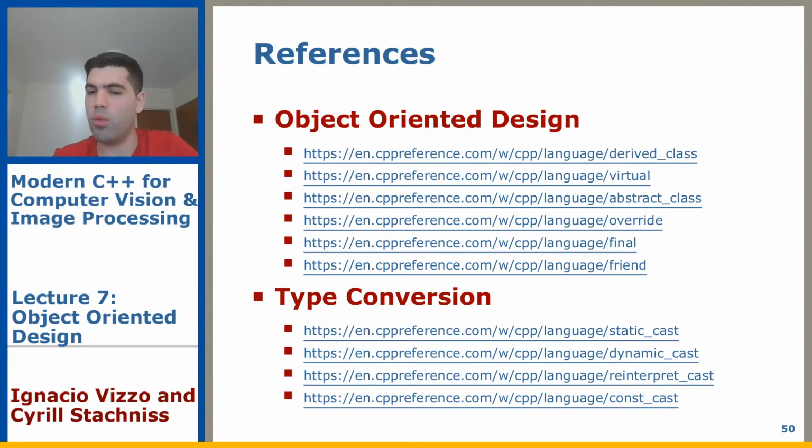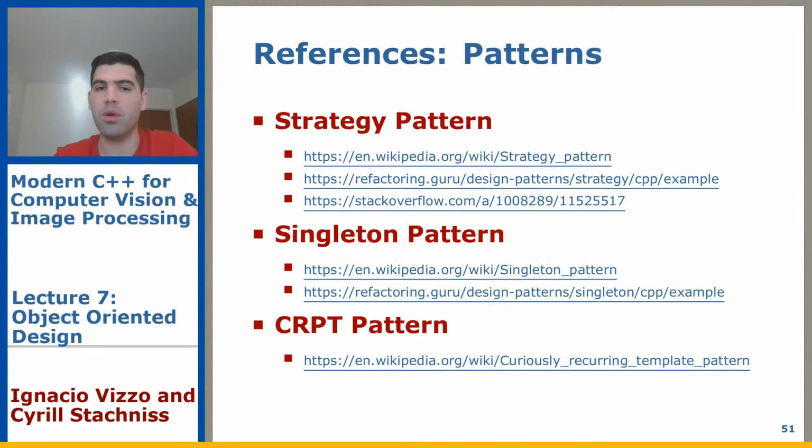There are some references as usual on cppreference about object-oriented design, such as how to derive classes, what virtual means, override, and all the typecasting we covered. You can just click and see more information. There are also links about the 3 patterns we saw in this class: the strategy pattern, the singleton pattern, and so on.